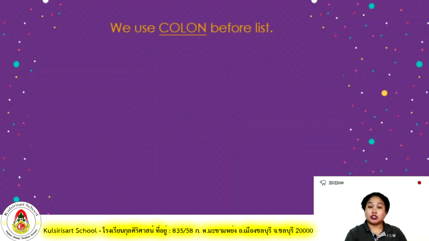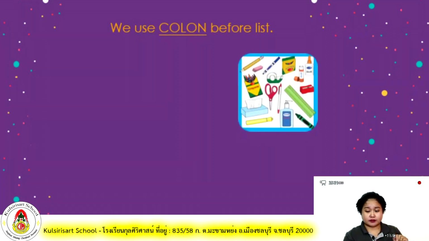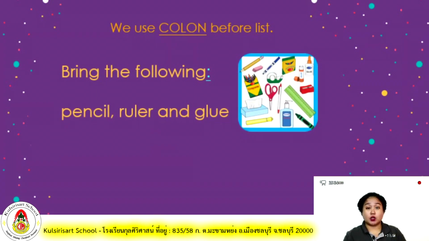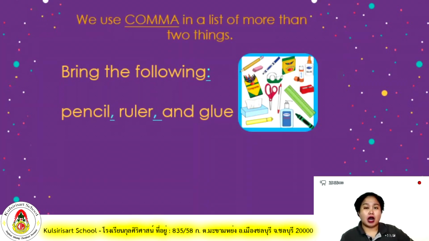Next. How about colon? When do we use colon? We use colon before a list. For example, bring the following: we put colon, and here are the lists. We have pencil, ruler, and glue. Again, read the sentence. Very good. And glue. Very good.